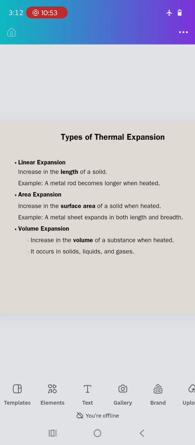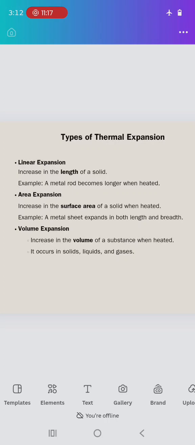Linear expansion. Linear expansion means the increase in the length of a solid. Example, a metal rod becomes longer when heated. This is linear expansion.